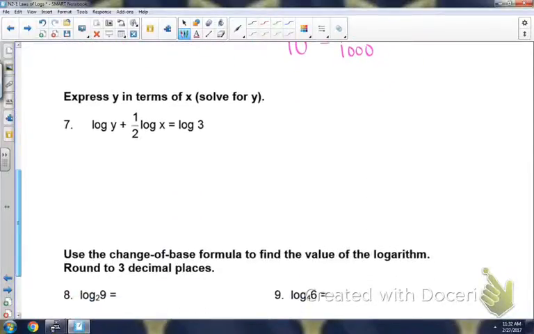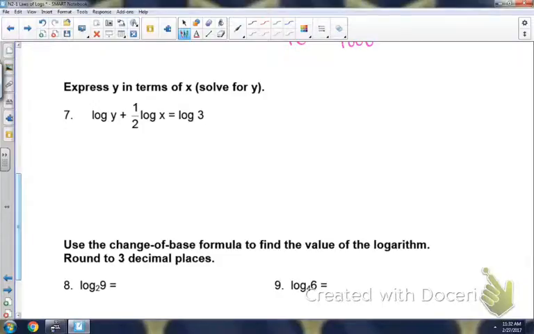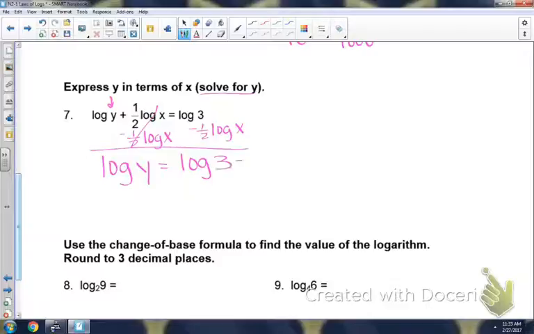Alright, the next part, we're going to express y in terms of x, which really just means solve for y. So I'm going to condense this left side. We're wanting to get y by itself because we're wanting to solve for y. So I'm going to subtract 1/2 log of x. So I have log of y equals log of 3 minus 1/2 log of x.